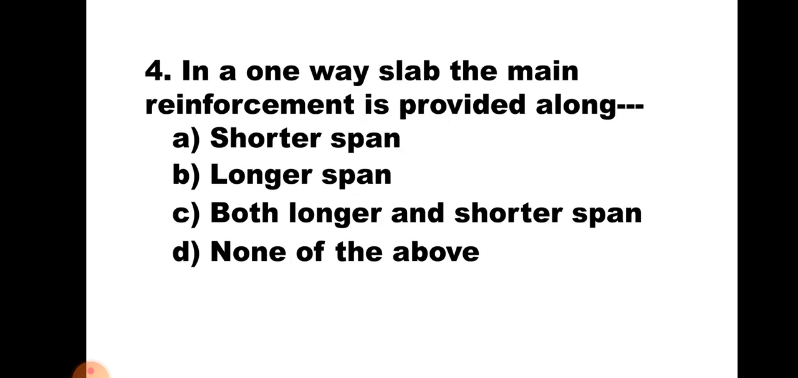Question number 4. In a one-way slab, the main reinforcement is provided along: A. Shorter span, B. Longer span, C. Both longer and shorter span, and D. None of the above. Now for one-way slab, the bending moment is considerable along the shorter span. Along the longer span, it is negligible, and hence the main reinforcement is provided along the shorter span. Hence the correct answer is A, shorter span.